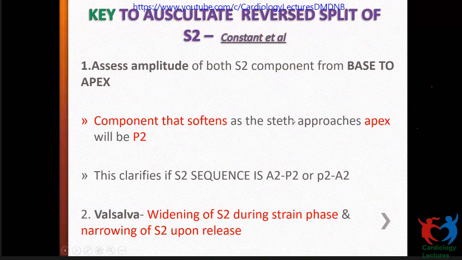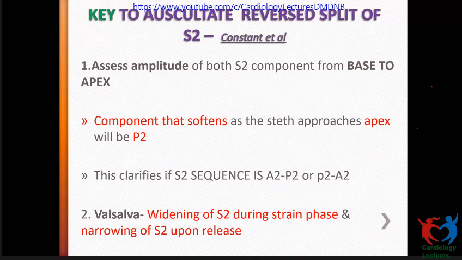Key to oscillation of reversed splitting: the amplitude of both should be assessed, and the sequence has to be assessed. The way to assess sequence we already did.